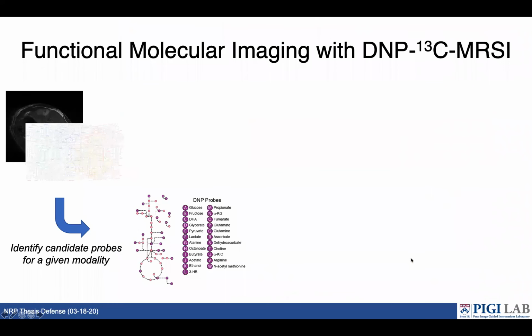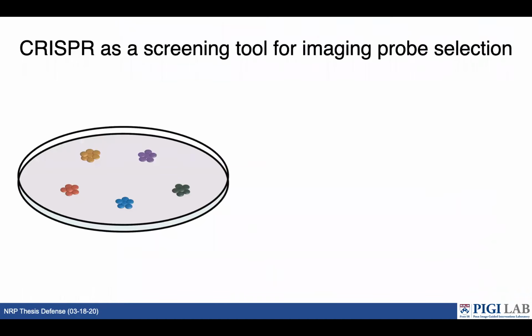So with a list of candidate probes in mind as a jumping off point, the next step was to screen for a specific application. And I focused on cancer. To do this, I turned to CRISPR selection screening. In this example, there's a bunch of cancer cells that are situated in a plate.